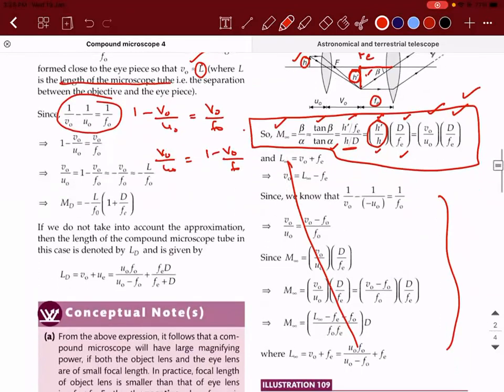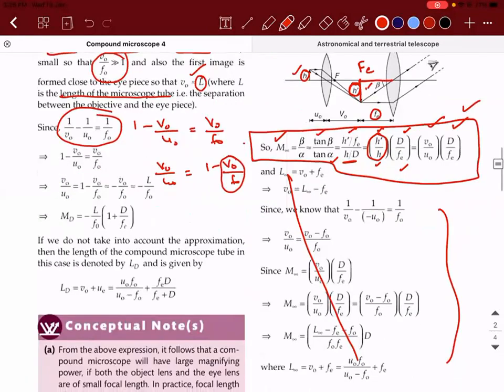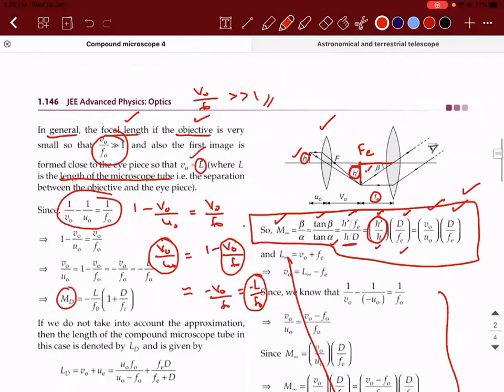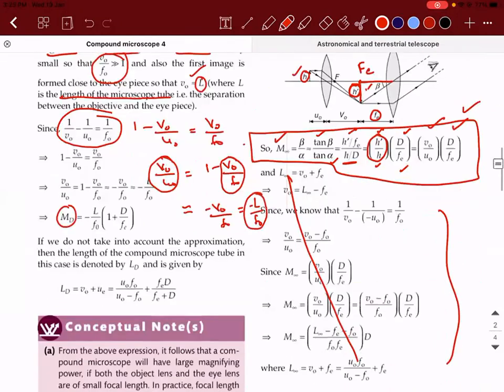We know that V naught by F naught is a value very much greater than 1. So 1 minus V naught by F naught can be approximated to minus V naught by F naught itself. But minus V naught means minus L, so it is minus L divided by F naught. In the place of V naught by U naught, you can replace it with minus L by F naught in the formula of MD. So MD is equal to V naught divided by U naught into 1 plus D by FE. Just substitute it: in the place of V naught by U naught, substitute minus L by F naught into 1 plus D divided by FE.